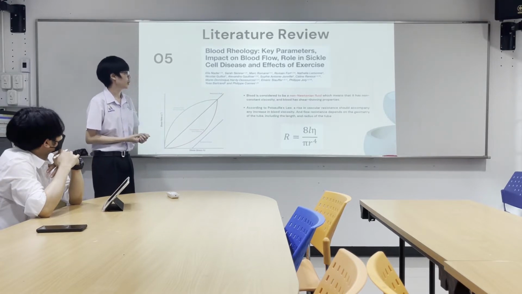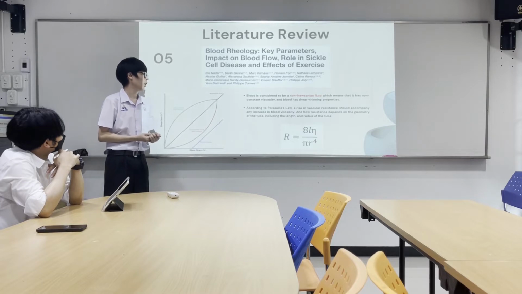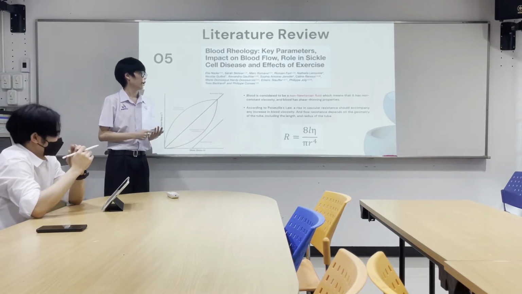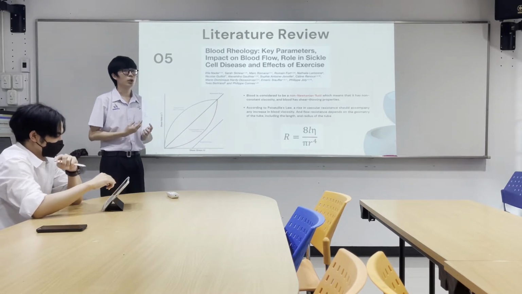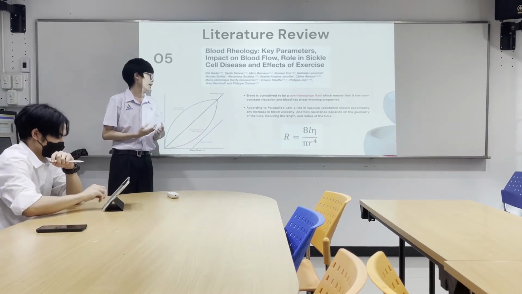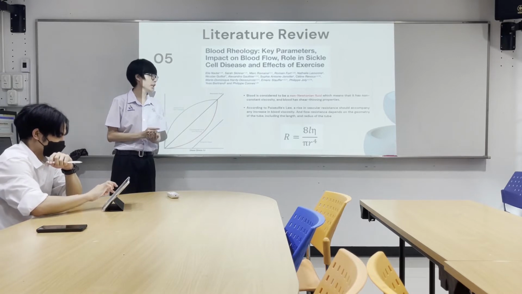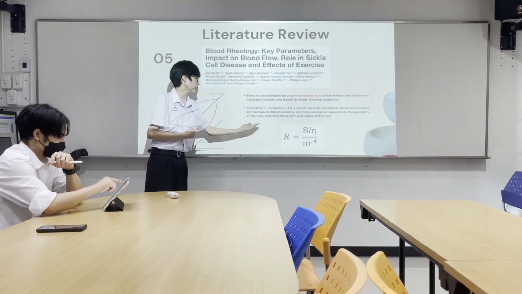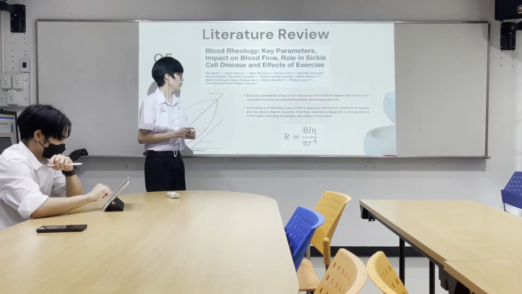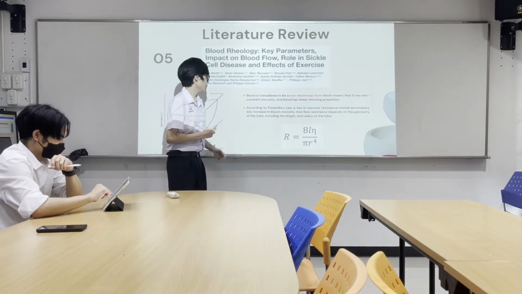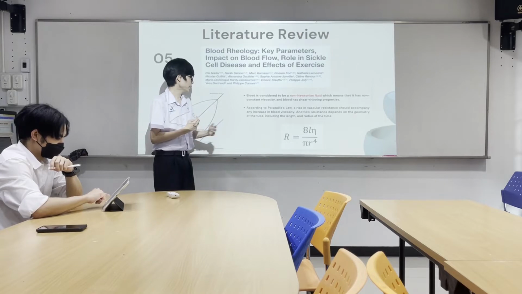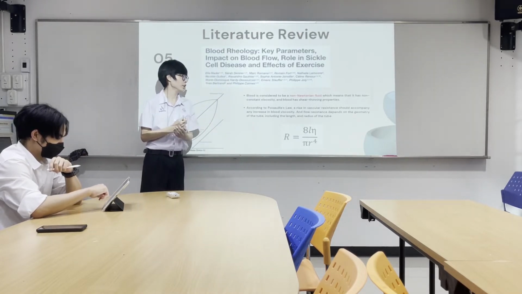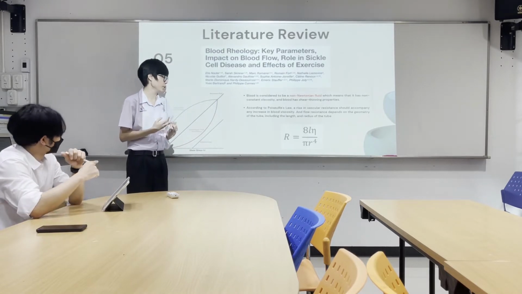This paper is also talking about Poiseuille's law, which indicated a rise in the vascular resistance, showing the increase of blood viscosity. As shown in this equation, Poiseuille's law indicated the length and the radius of the tube. So it depends on the geometry of the tube.